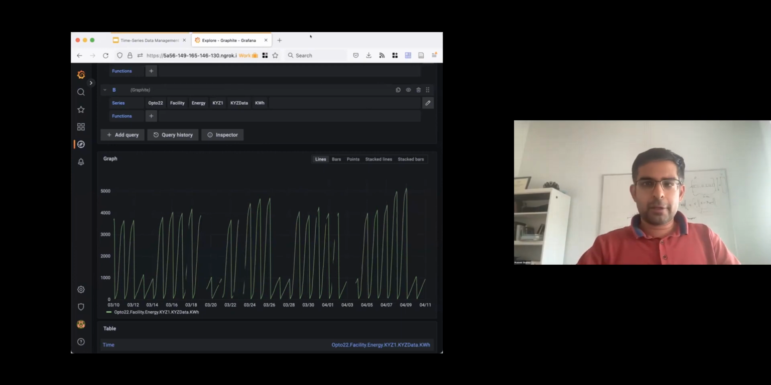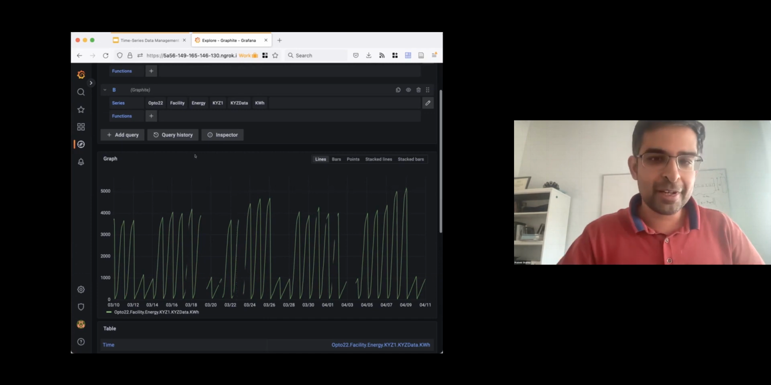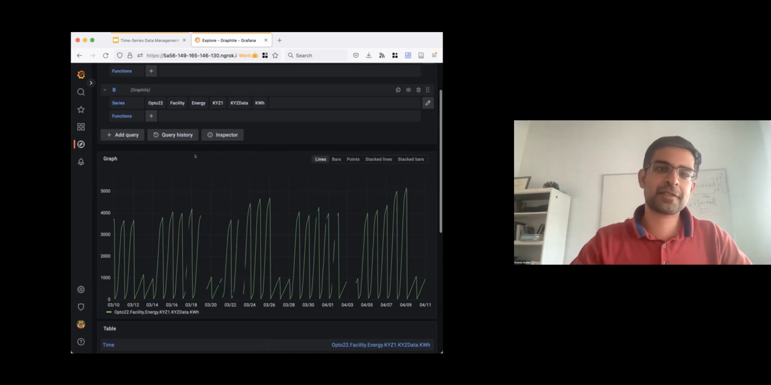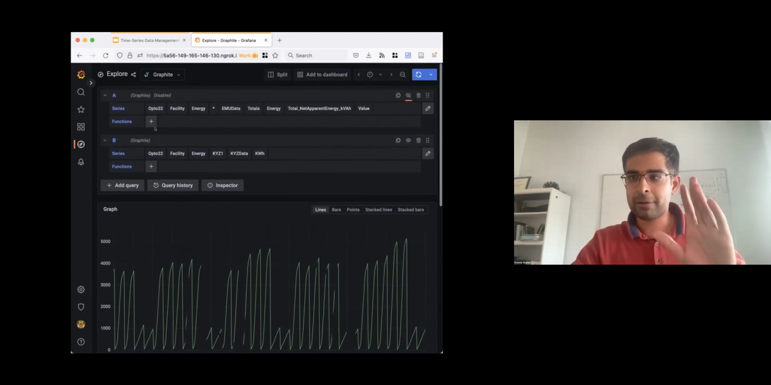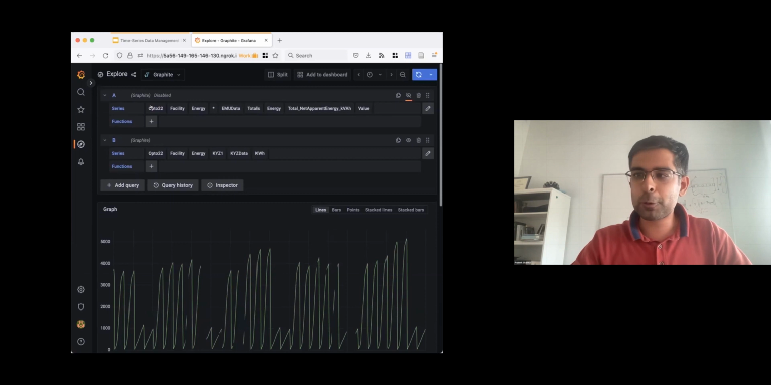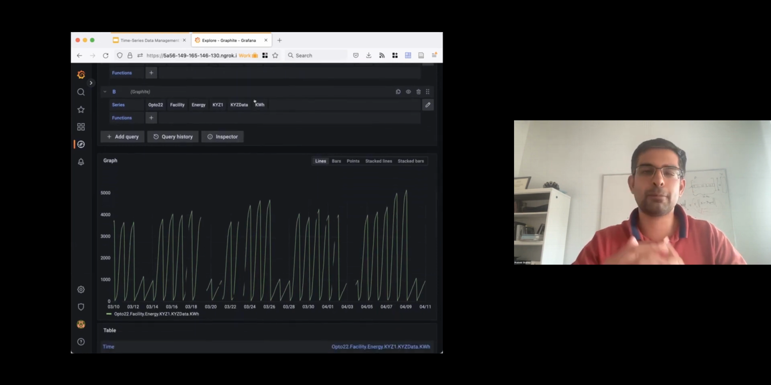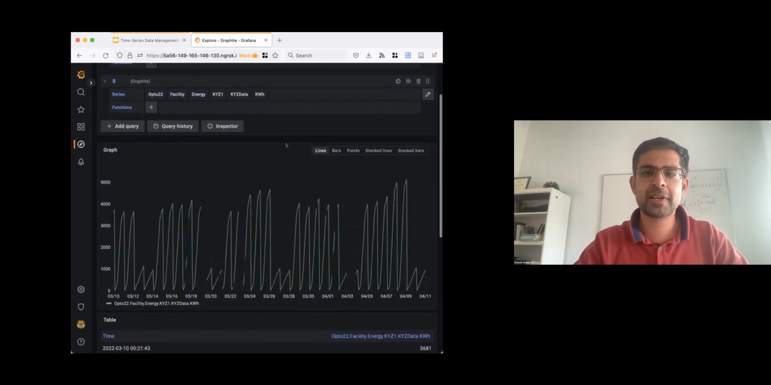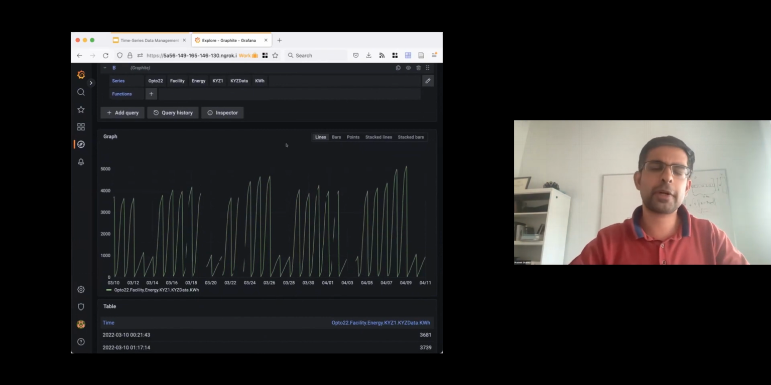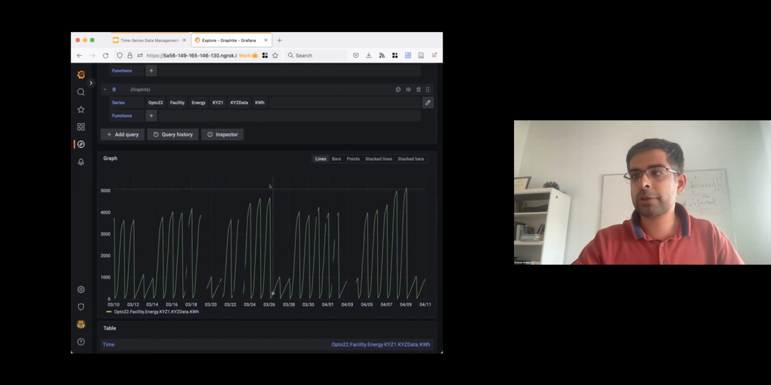All right. I hope that people can see some change in the screen. Okay. What we are seeing here is one metric right now, which is this Opto22 facility energy, the KYZ data in kilowatt hours, right? This is the sensor and it produces some data, and we are interested in looking at this for, let's say, a one month duration, right? This is one of the advantages of a time series database and a dashboard like this: you can choose what time scale you want things at.